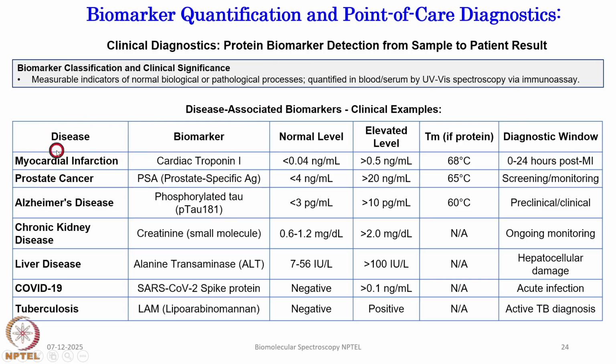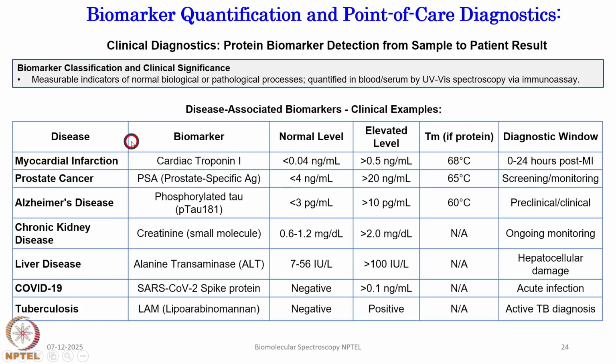For myocardial infarction, the protein which is used is troponin I, cardiac troponin I. The normal concentration is less than 0.04 nanogram per ml, and the elevated level can be 0.5 nanogram per ml. The Tm for this protein is 68, and the diagnostic window is 24 hours. So, you can measure the concentration of this protein and find out whether it has increased or not.